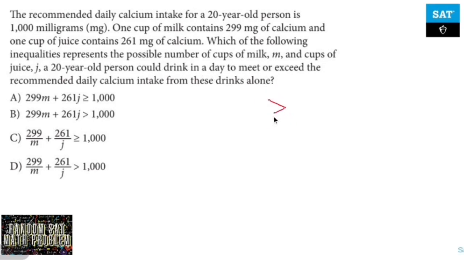So somebody needs at least 1,000. So there it is. At least, if not more. So that's the at least, but they can exceed, get more than 1,000. M is milk, J is juice. Milk contains 299 M plus 261 for juice.